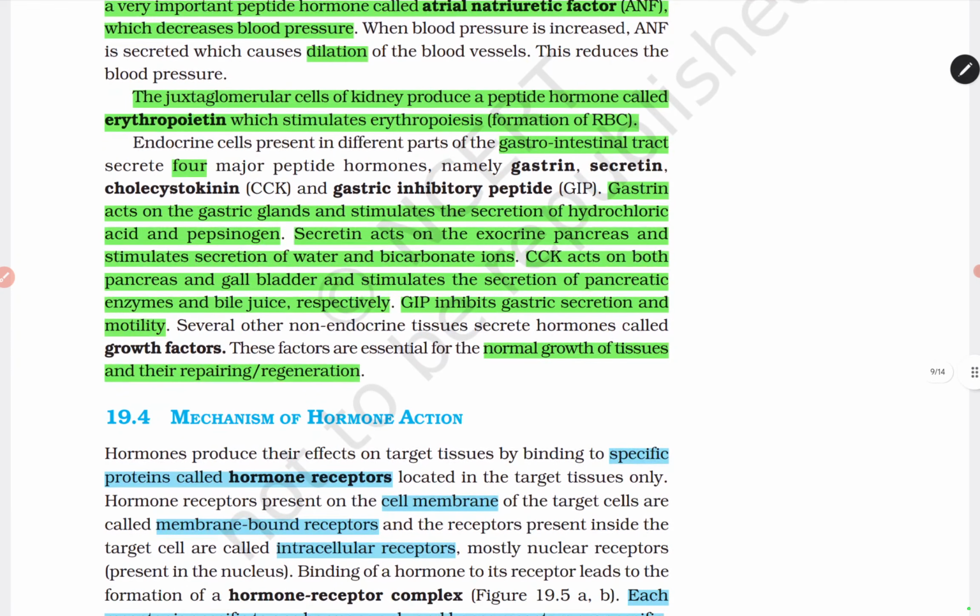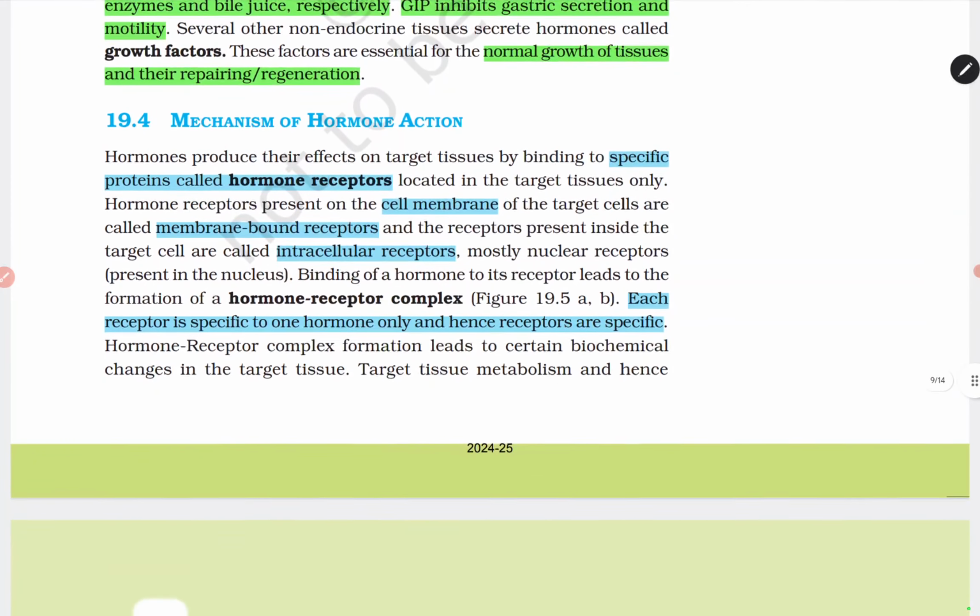And some other non-endocrine tissues secrete hormones called growth factors, and these factors are essential for the normal growth of the tissue and their repairing or regeneration.